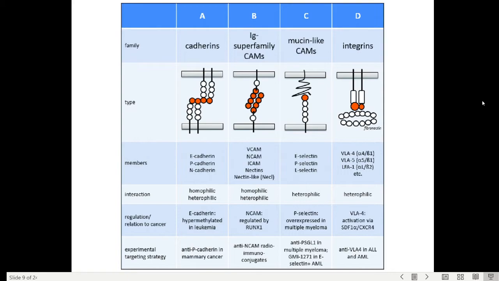Then another is the mucin-like cell adhesion molecule. This is a hydrophilic compound. Please understand this is the hydrophilic compound. This hydrophilic compound has different members, such as the P-selectin molecule. This P-selectin molecule is overexpressed in multiple myeloma.